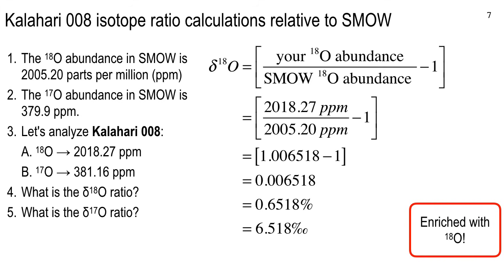So make a note to yourself mentally that sometimes the delta 18 and the delta 17 oxygen come in negative. What that means is that you're depleted relative to SMOW for that particular isotope. Now this one is slightly enriched. It's only 6 parts per mil, but that's considered enriched.